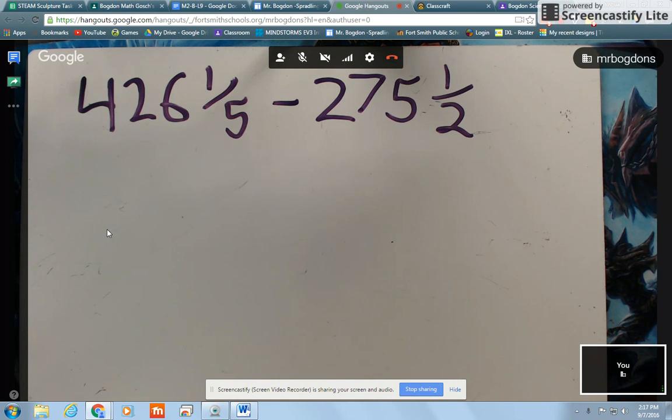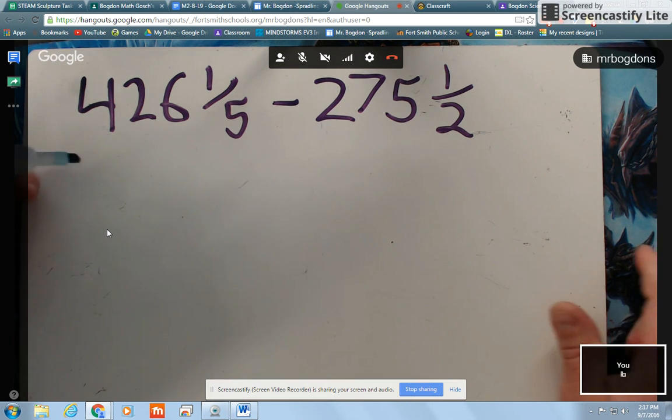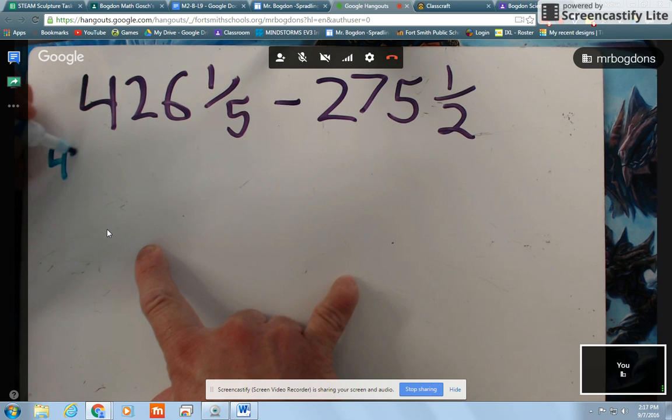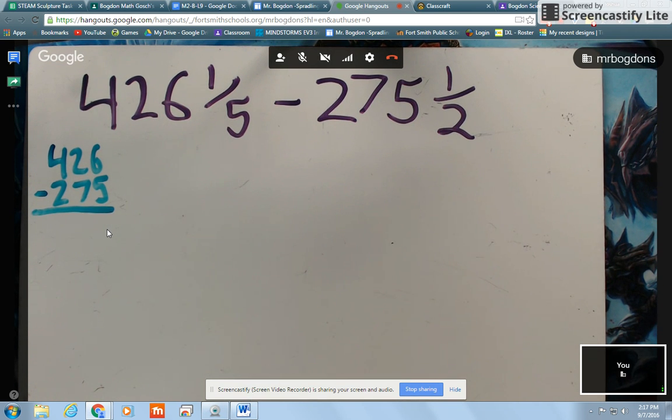We know that whenever we're subtracting mixed numbers, we always have to find like denominators. We also need to have improper fractions. Okay? So before I do anything, let's find our estimate. I have 426 minus 275. So let's find our estimate.